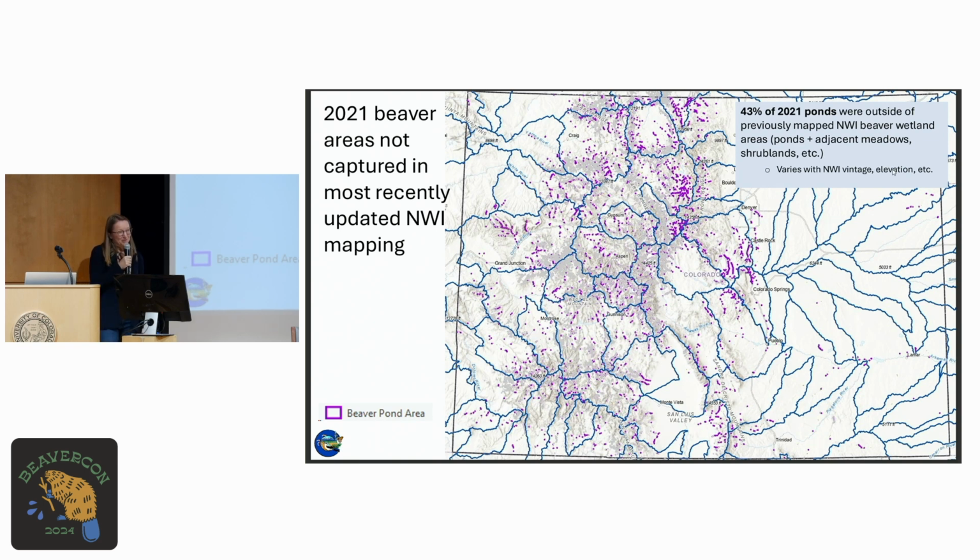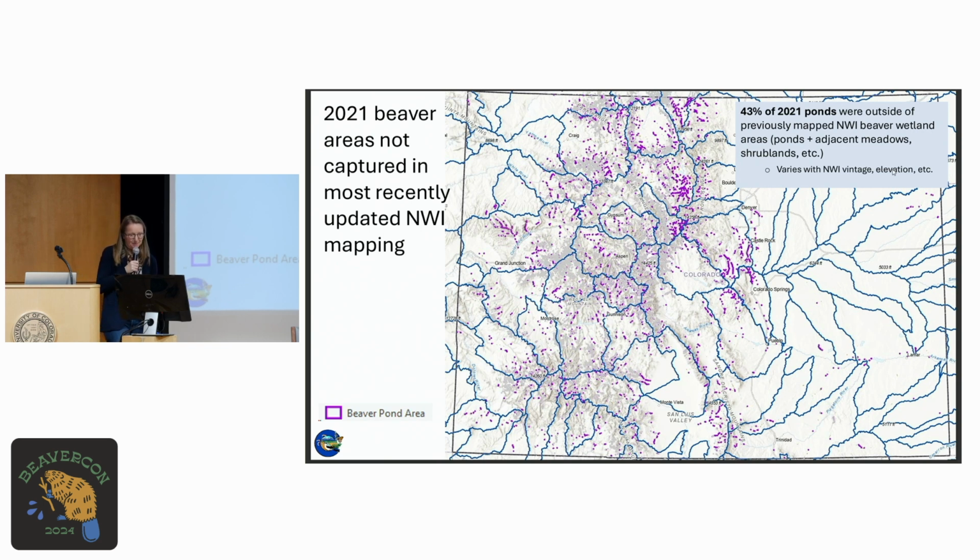And one of the coolest parts, as a wetland mapper, was that we picked up a ton of areas that weren't captured by the older National Wetland Inventory. So 43% of our latest imagery ponds were outside of previously mapped beaver areas. And that's not just ponds, that's the entire beaver complex. So wet meadows, shrublands, anything touched by beaver.